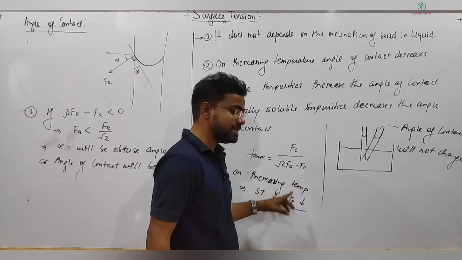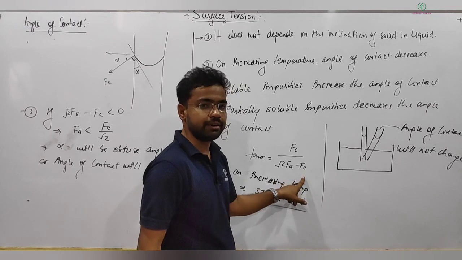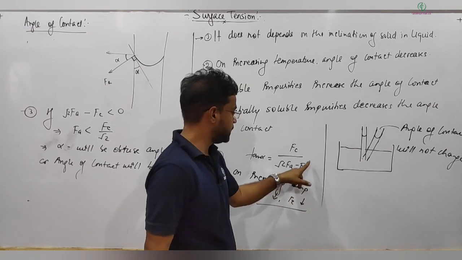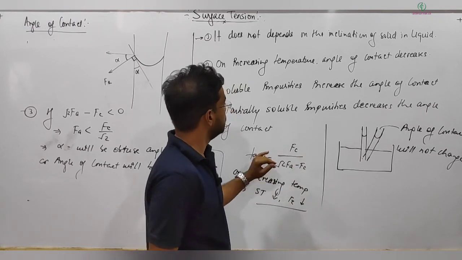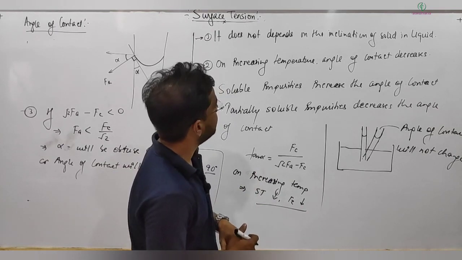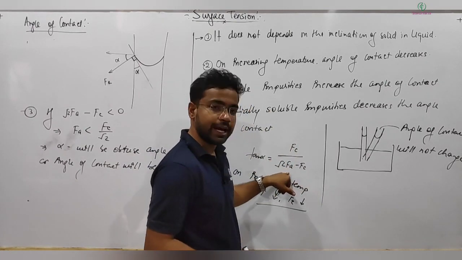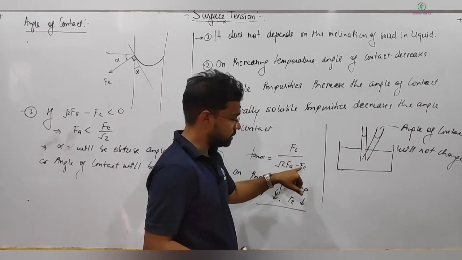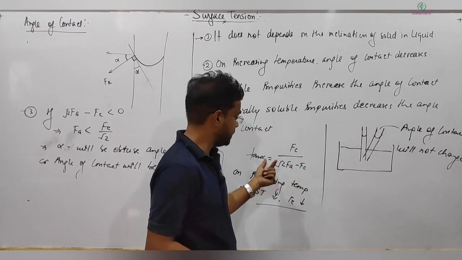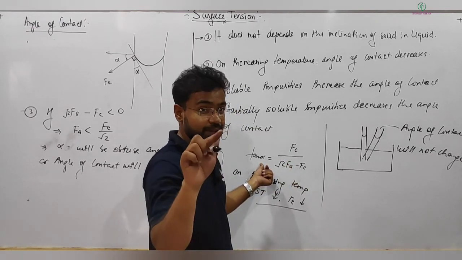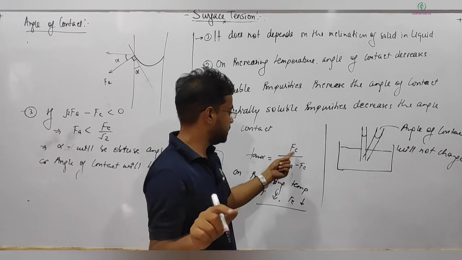Now if temperature is increased, what will happen? This quantity will decrease, so this will become positive. So on increasing temperature, angle of contact decreases. You can see what is happening here: from 90 degree it will reduce by some positive quantity, and your alpha will become less than 90 degree, it will be acute.